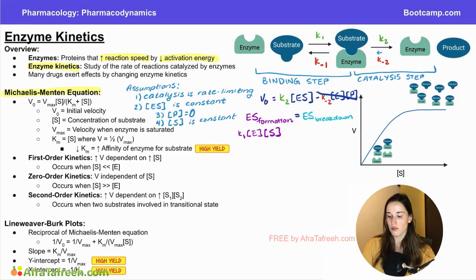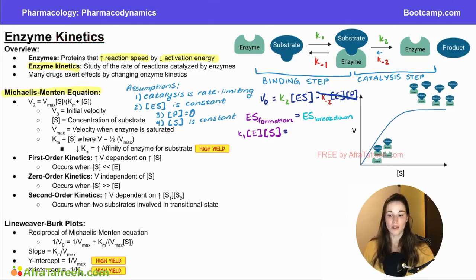And then theoretically, the reverse reaction of the enzyme and the product would also contribute to the formation of the complex, but since the concentration of the product is 0, as we stated in assumption 3, that's not going to contribute to the rate of enzyme-substrate complex formation.